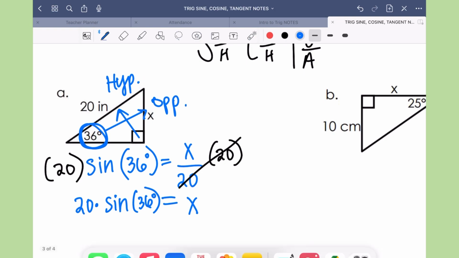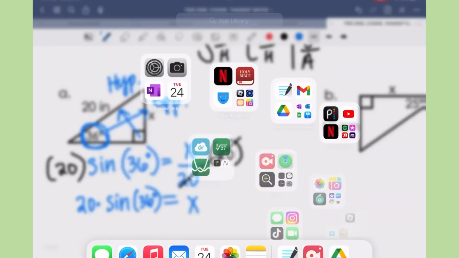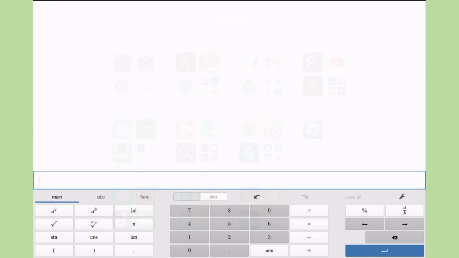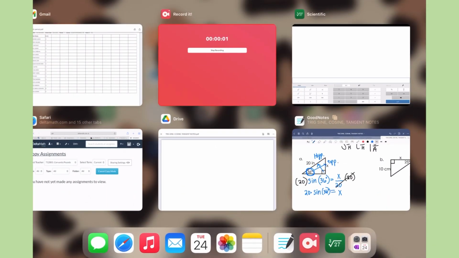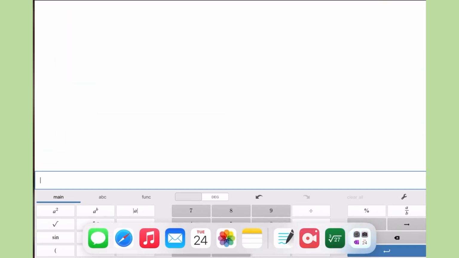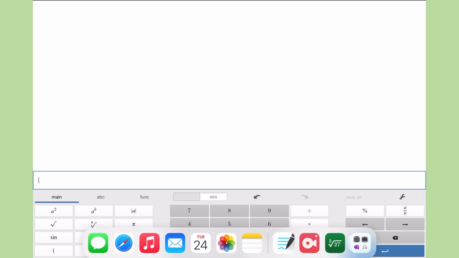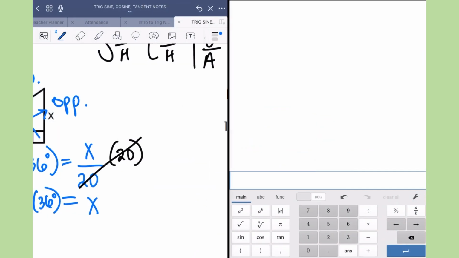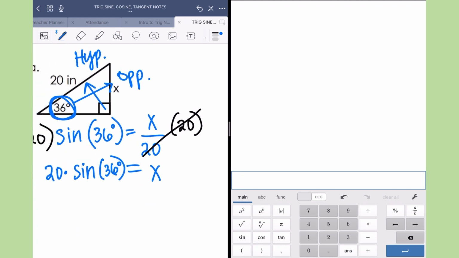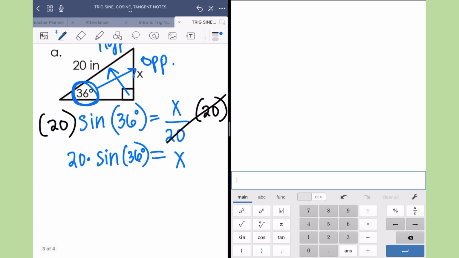Okay, so this is where you get Desmos. So open up Desmos on the side, and I'll show you. All right, so let's put our calculator in degree mode. It has to be in degree mode. If it's not, check the toggle here. Make sure it says degrees. If it says radians, that's not going to give you the right answer. And then we just go for it.